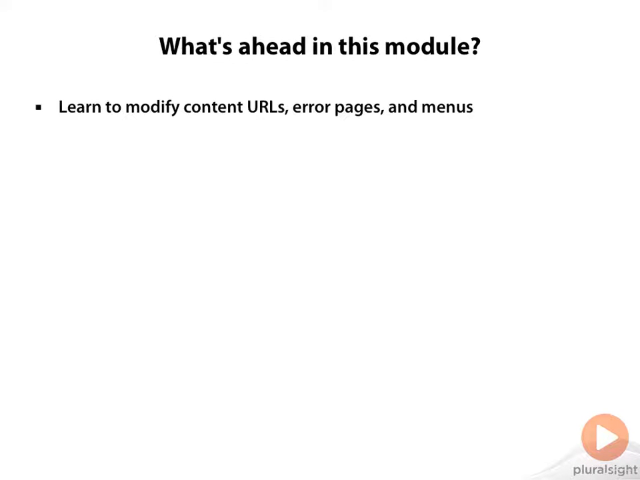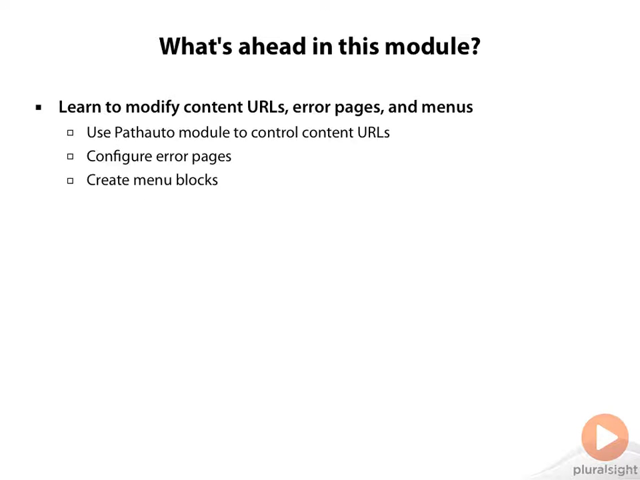In this module, we're going to focus on modifying content URLs, setting up error pages, and reconfiguring menus. We're going to use the Path Auto module and learn how that can be used to control the URLs for our content and other information to, amongst other things, improve search results. We'll also talk about configuring error pages for our site. We'll look at creating menus as blocks and using block visibility settings to control access to the links. And we'll also look at modifying built-in menus.